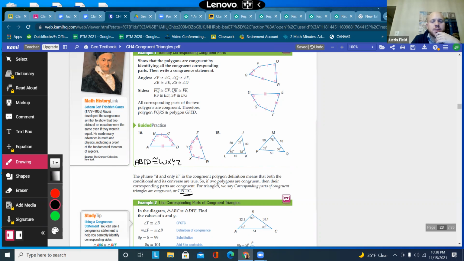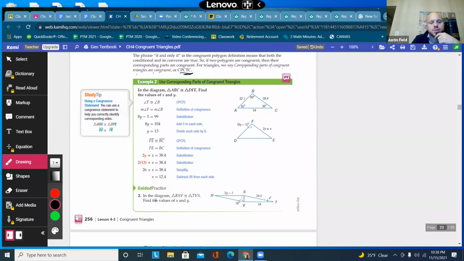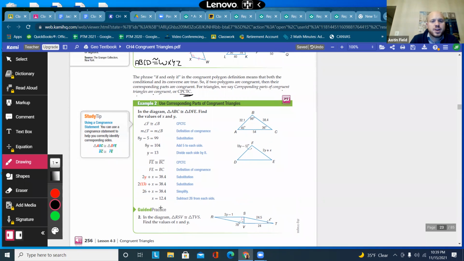All right. Ooh, see, this is my favorite thing. CPCTC. What does that mean? Corresponding parts of congruent triangles are congruent. So if we know the two triangles are congruent, then we know their corresponding parts are congruent.